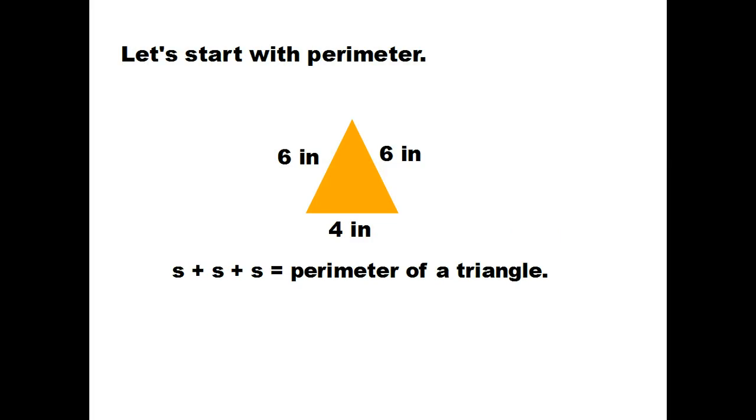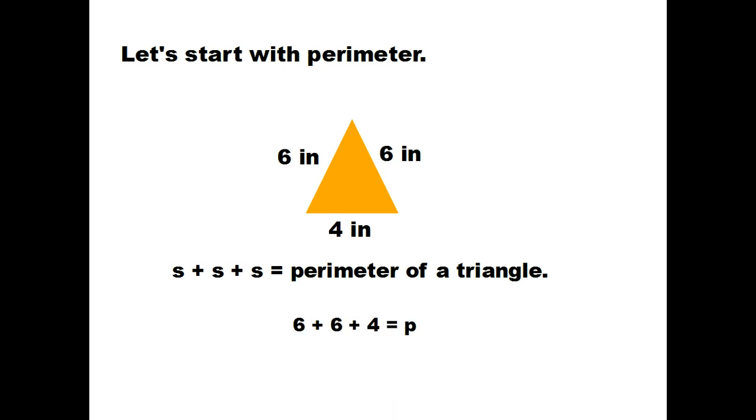I'm taking a look at an isosceles triangle. It has a side measure of 6, a side measure of 6, and a side measure of 4, all in inches. And you'll remember that the formula for perimeter is side plus side plus side. So if we're talking about a triangle, side plus side plus side equals perimeter. So what's the perimeter of this triangle?